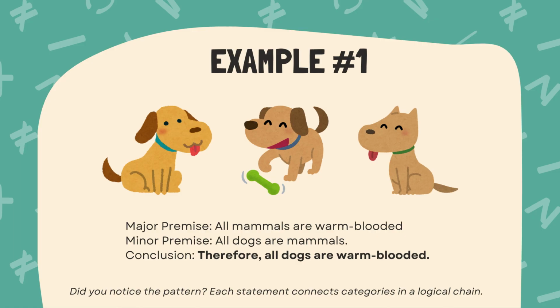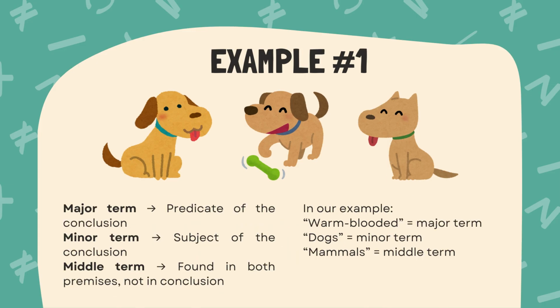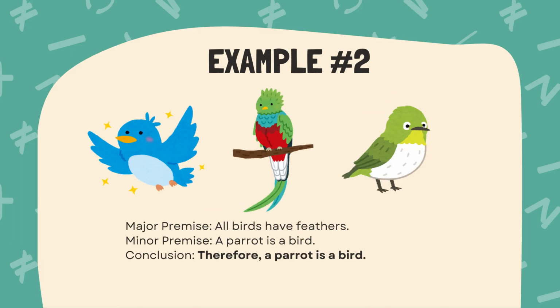Example number 1. The major premise: all mammals are warm-blooded. Next, the minor premise: all dogs are mammals. And lastly, the conclusion is, therefore, all dogs are warm-blooded. Since dogs belong to the category of mammals, and all mammals share the trait of being warm-blooded, so dogs must also be warm-blooded.